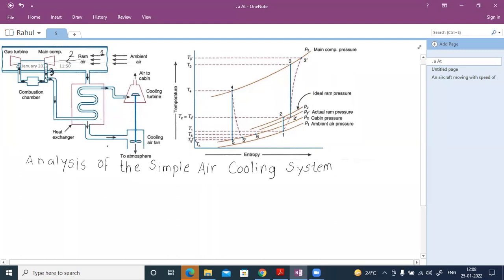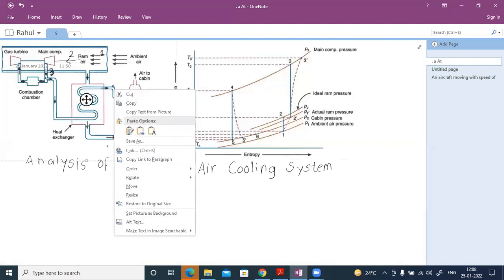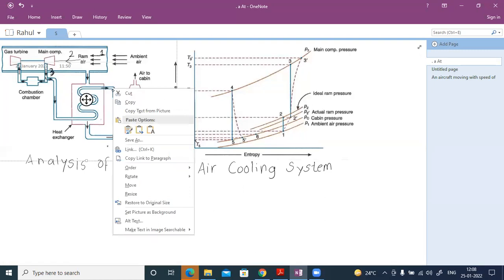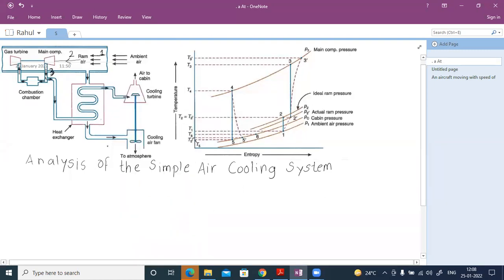This is nothing but the inlet to the heat exchanger. So this is the heat exchanger, and 3 is the inlet to the heat exchanger. At the exit, at this point, I will get point number 4. Point number 4 is the exit of the heat exchanger. After the heat exchanger, it will go to the turbine. So 4 is the inlet to the turbine, and 5 is the exit of the turbine.